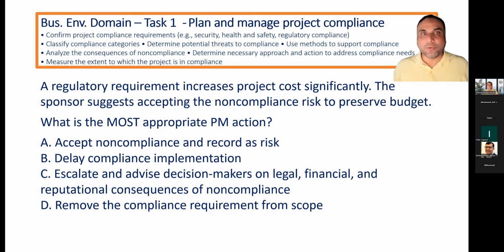A regulatory requirement increases project cost significantly. Wait and stop here, please. A regulatory requirement increases project cost significantly. I will ask multiple questions only on this point, so please answer accordingly. Wait here, don't go here and there. When you read this statement, so this additional cost, what will you do? Will it be covered by contingency reserve or management reserve?